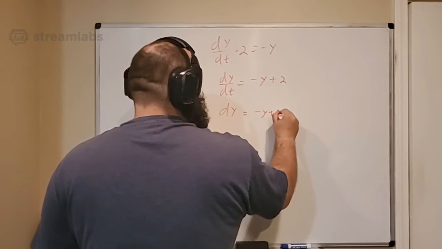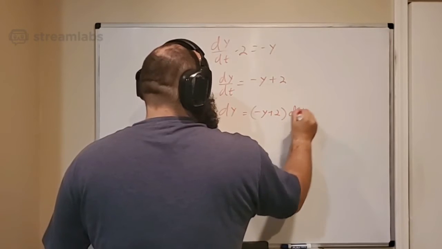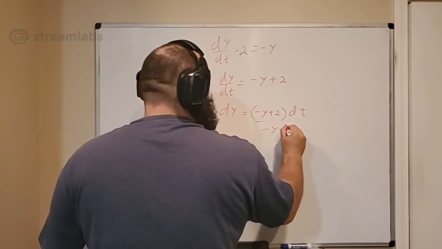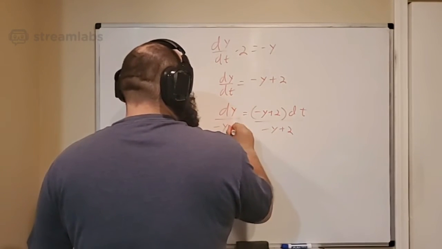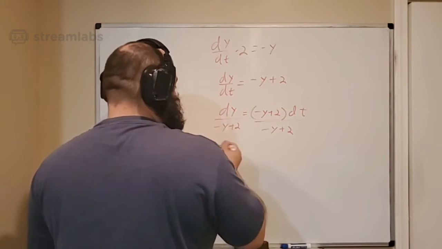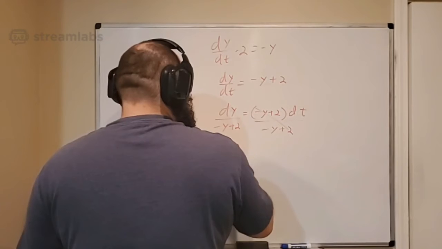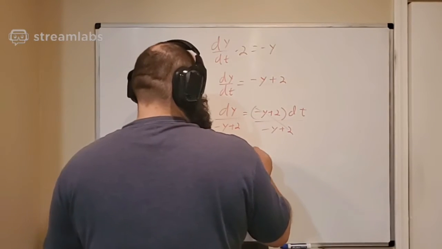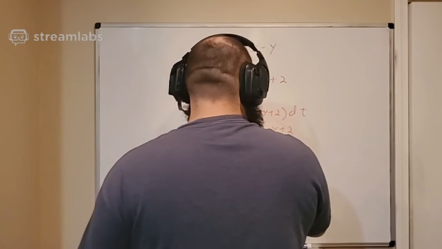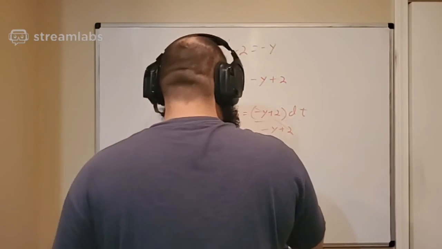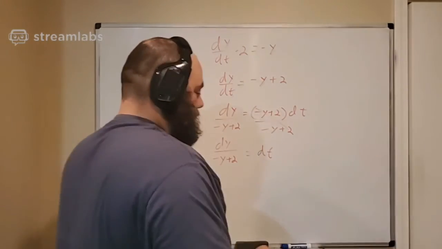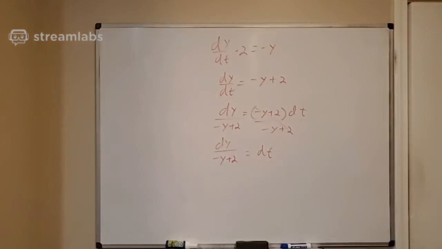That's one option, depending on what they have for their answers. So that goes away. So you get dy over negative y plus 2 equals dt. And then take the antiderivative of that on the left-hand side, which should hopefully be relatively easily familiar. So it's the antiderivative of the left-hand side. Hopefully the video's caught up by now.